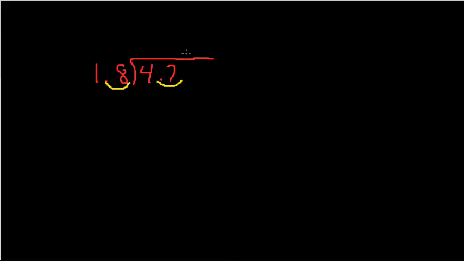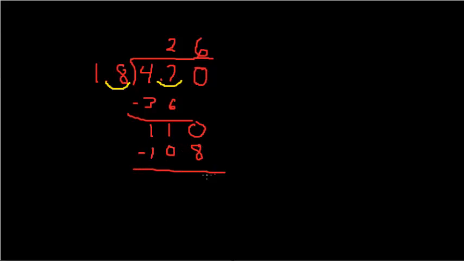18 into 47 goes in twice. 2 times 18 is 36. We have 11 down here. We add a 0 after that decimal point and bring it down. 18 goes into 110 6 times. 6 times 18 is 108, 108. Subtract that, we get 2.